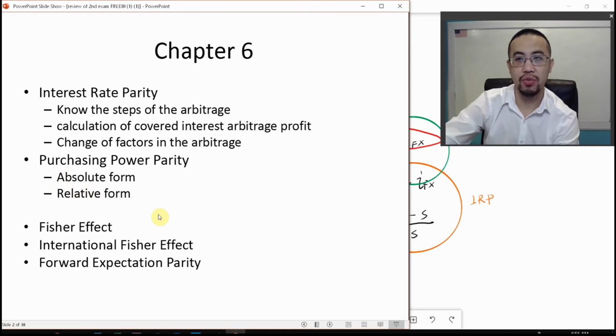However, when the inflation of the two countries changes, then the actual exchange rate would adjust to the inflation change.